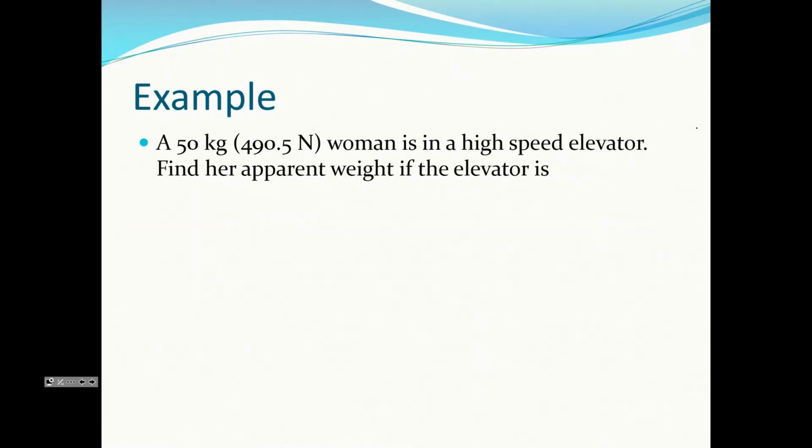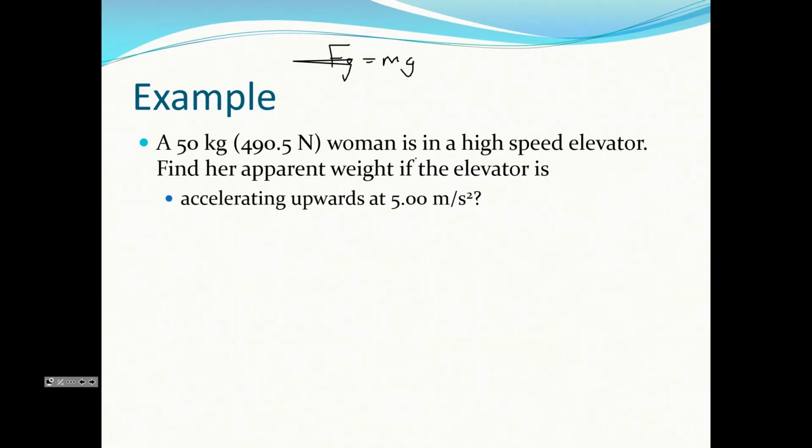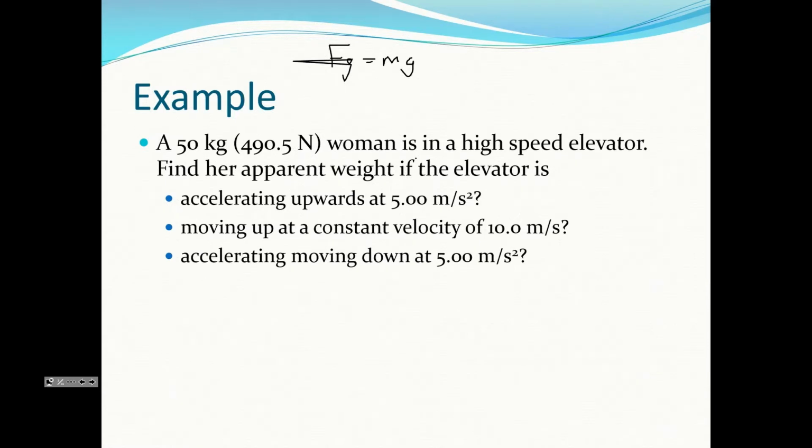So we have a 50 kilogram woman, or it also gives the weight of the woman here. So Fg equals mg. To find this weight, all that this question is doing is going 50 times 9.81. So this is a weight, this is a mass. The 50 kilogram woman is on a high speed elevator. Find her apparent weight if the elevator is accelerating upwards at 5 meters per second squared, moving at a constant velocity of 10 meters per second, and accelerating down at 5 meters per second squared. These are the 3 things that we're going to look at.